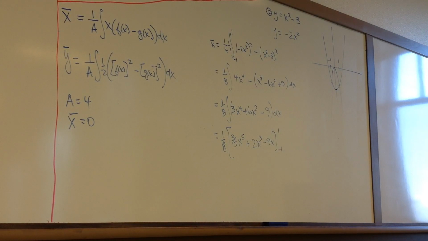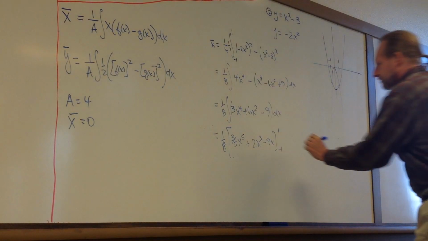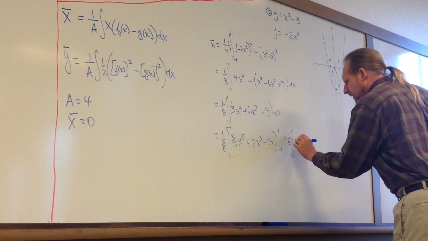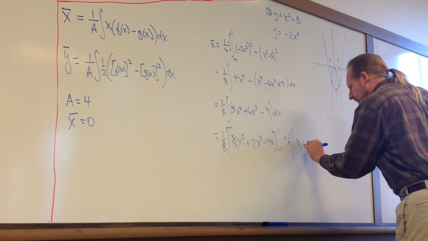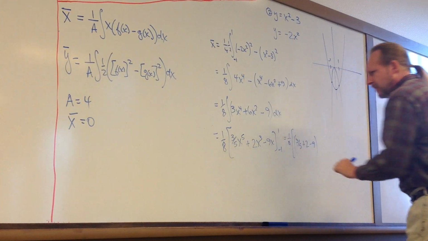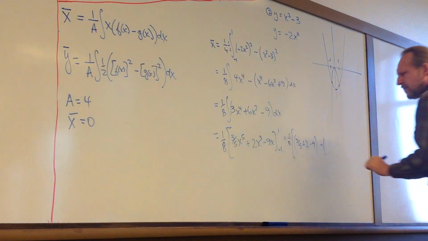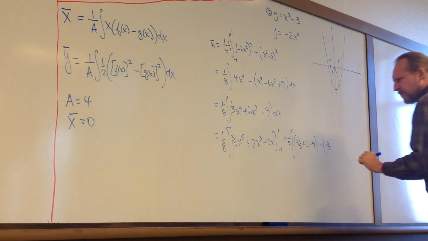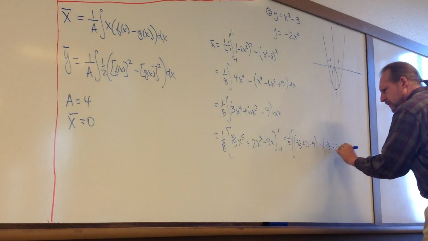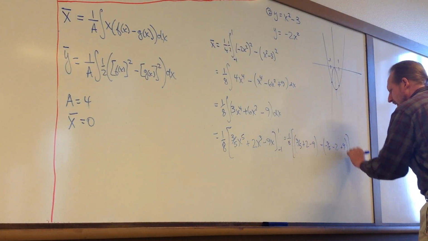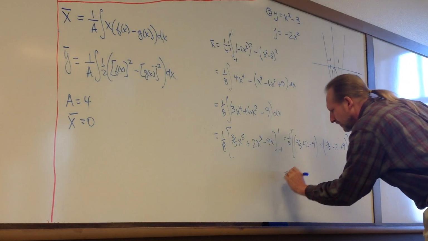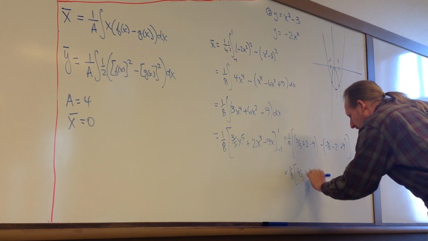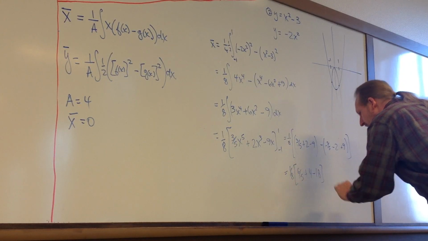Okay, so let's see what we get here. 1/8. And then 3/5 plus 2 minus 9, that's for the positive one. And then the negative one, that's going to be negative 3/5 minus 2 plus 9. And so that's just going to double all of these that we had originally. So 6/5 plus 4 minus 18.